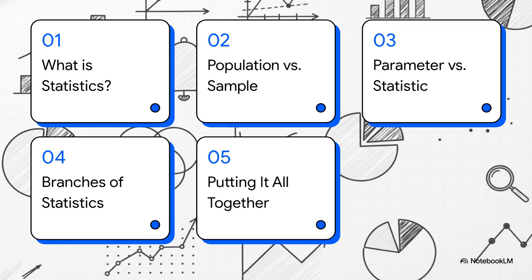So here's our game plan. We're going to build that toolkit piece by piece. First, we'll ask what even is statistics. Then we'll get into the difference between a population and a sample. After that, a parameter versus a statistic. Then we'll cover the two main branches of statistics. And finally, we're going to put it all together.